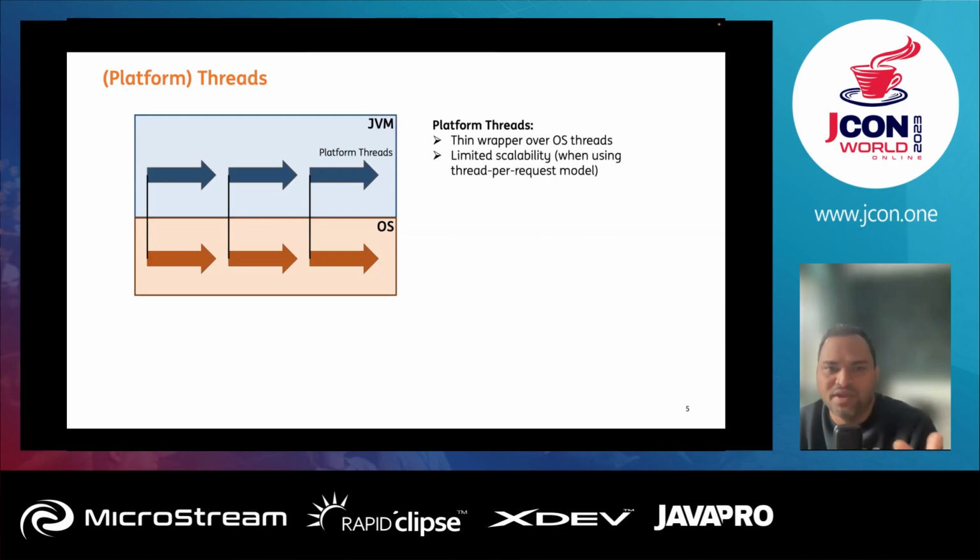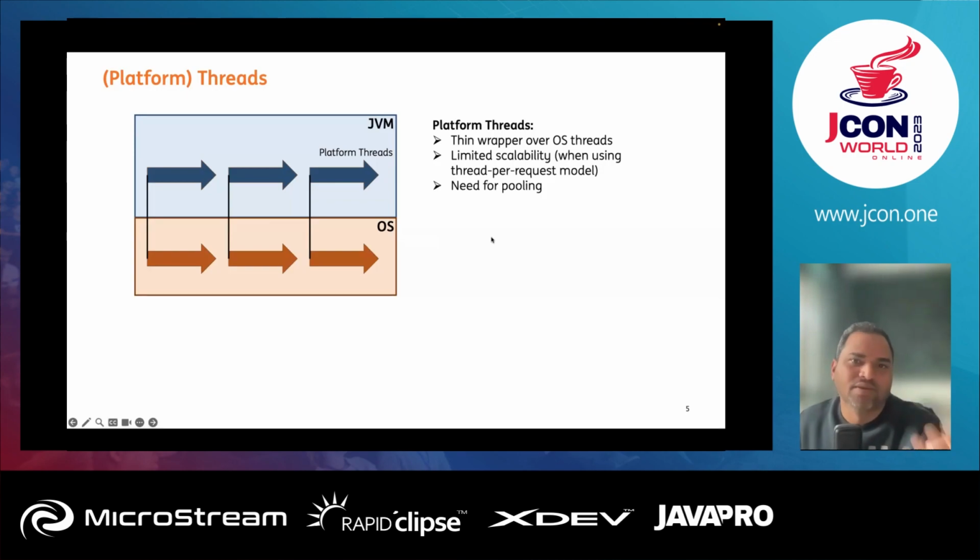And creating an operating system thread is a resource intensive task. So you can have only so many operating system threads in your application. Therefore, you can have only so many platform threads in your application. And that's why we say that the scalability offered by platform threads is limited.